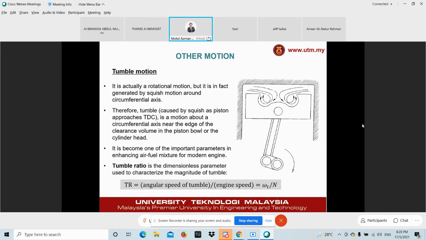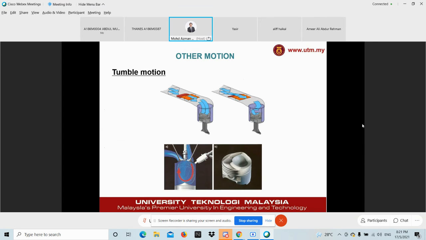It is a dimensionless parameter, it doesn't have any units, because it is just a ratio to characterize the magnitude of the tumble. And of course, you can calculate the tumble ratio by dividing the angular speed of tumble with the engine speed. As you can see, there is an illustration of how the air is being tumbled. Most of the time it is caused by the shape of the piston bowl.